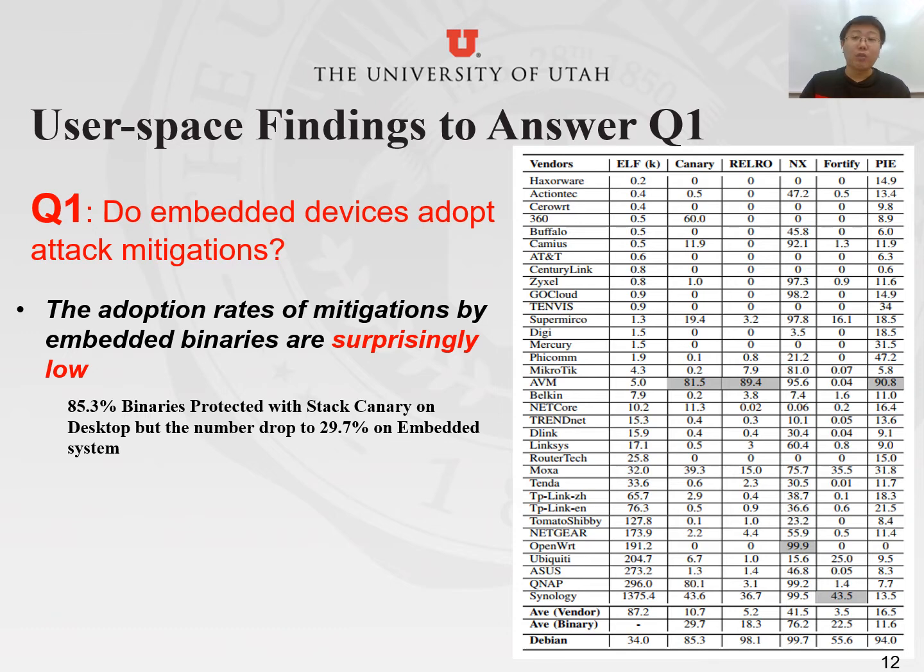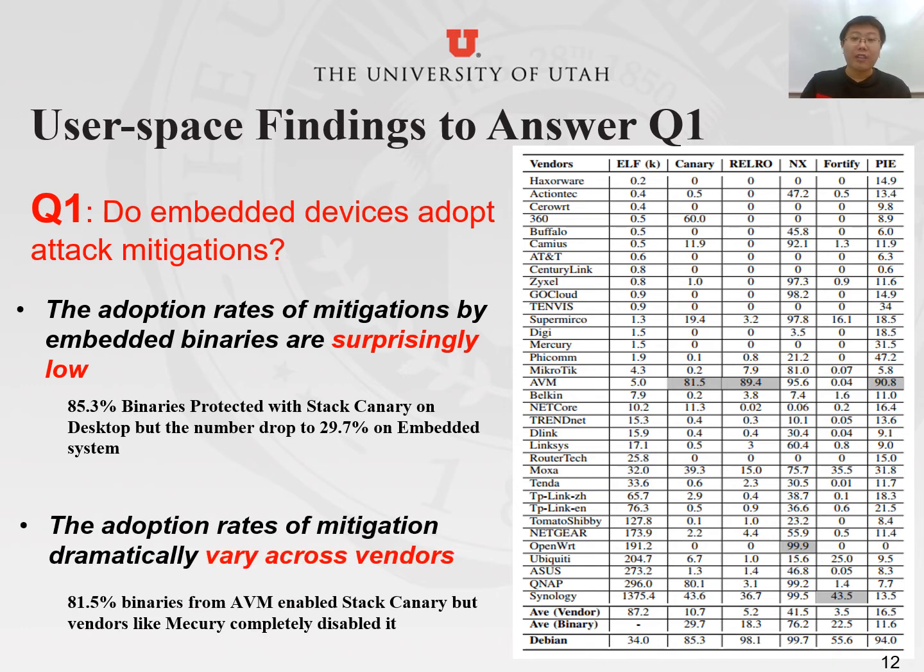For example, over 85% of binaries from desktop environments are protected with stack canary, but the number drops to 29% on embedded devices. On the other hand, the adoption rate of mitigation dramatically varies across the vendors. Some good performing vendors can achieve 80% adoption rate on stack canary, while the bad ones completely fail to adopt it.